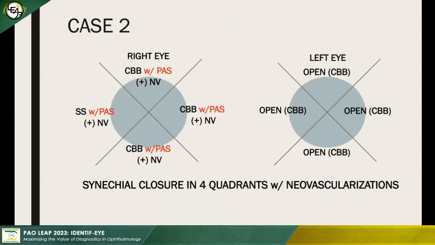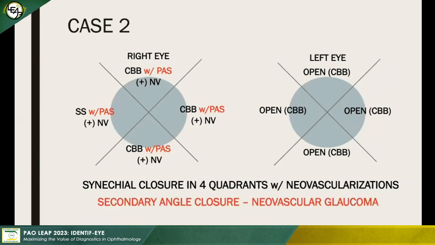So here we have synechial closure in 4 quadrants with neovascularizations. So our diagnosis is secondary angle closure from neovascular glaucoma. And because of that, PRP is the treatment. Since this patient has PDR with secondary neovascularizations already, you treat the underlying condition, which in this case is the diabetic retinopathy.